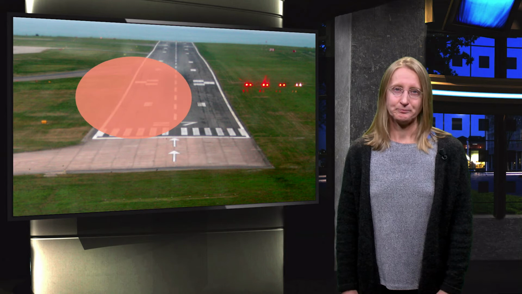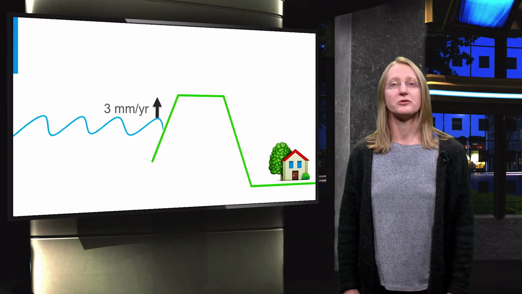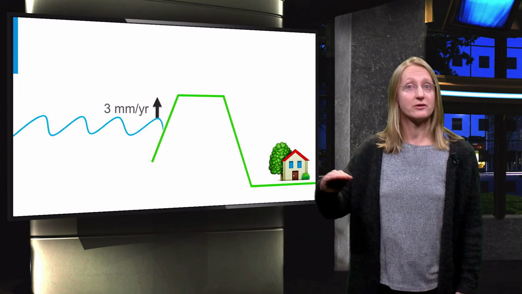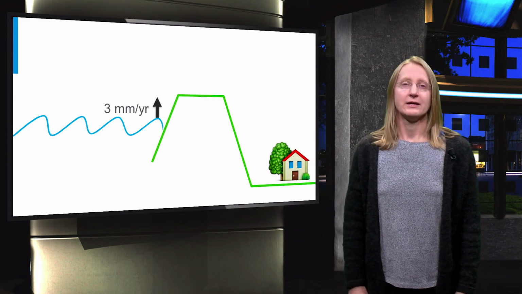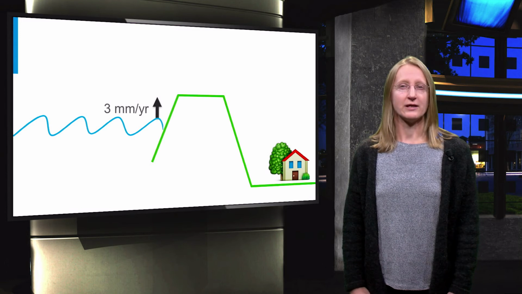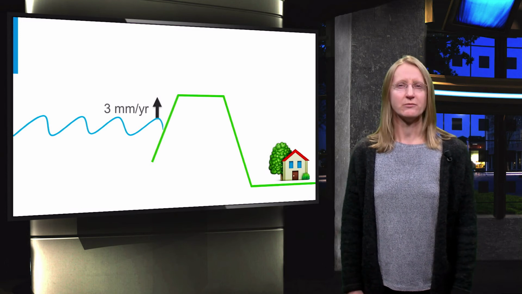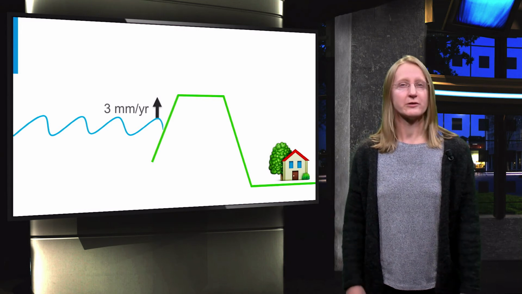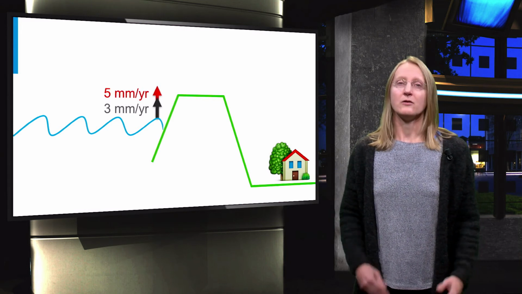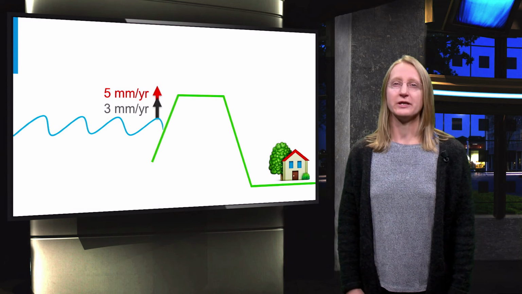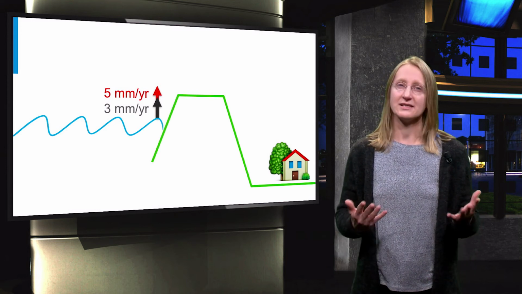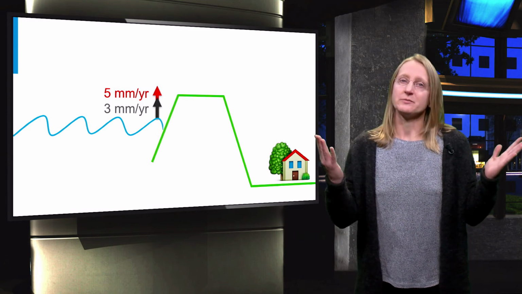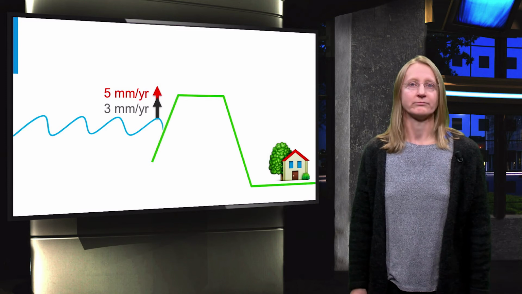Another example. The Dutch government wants to know whether the dikes in the Netherlands will be high enough considering the ongoing sea level rise. If the estimated sea level rise is 3 millimeters per year, what is then the chance that it will in fact be 5 millimeters per year or more? Also here it is important to know the error margins that come with the estimated value in order to make the right decision. Should the dikes be increased in height or not?